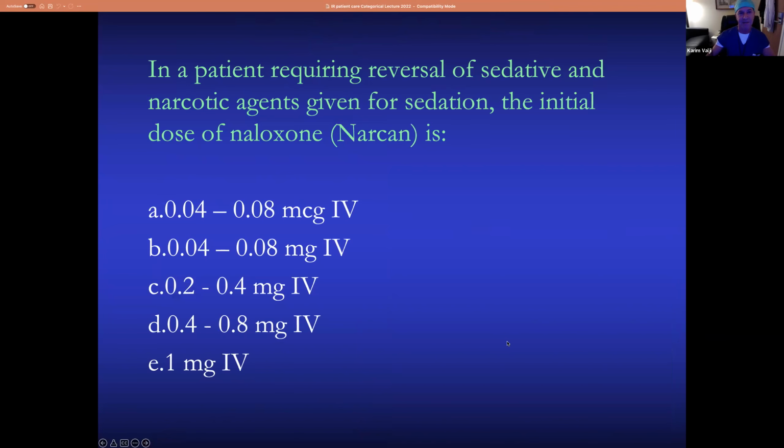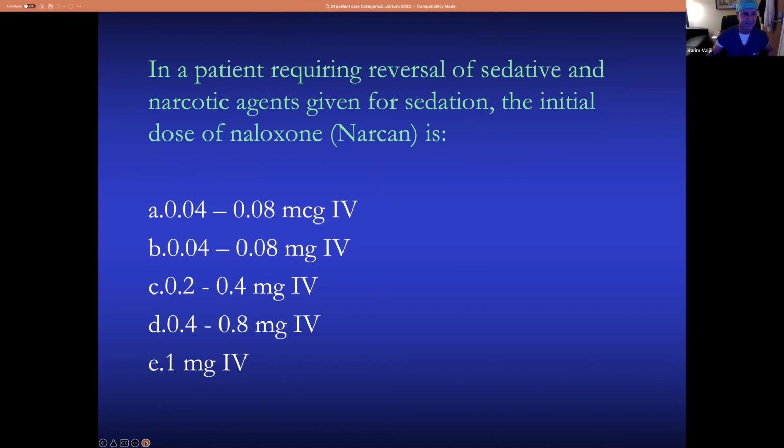Rarely, maybe once, twice in the 14 years I've been here, have I ever had to do this or seen it done. You've got to know how to reverse agents. Again, if you forget the doses, they're written in the labs. But final question: in a patient requiring reversal of sedatives and narcotic agents, what's the initial dose of Narcan for fentanyl?